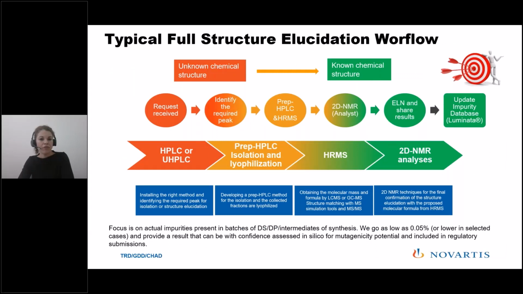So this is really the full structure elucidation workflow. It's slightly different than what we would do in early phase. So it's really targeted to looking at that specific peak that we are interested to understand what this impurity can be. So we start from the unknown chemical structure and we perform directly the prep LC.